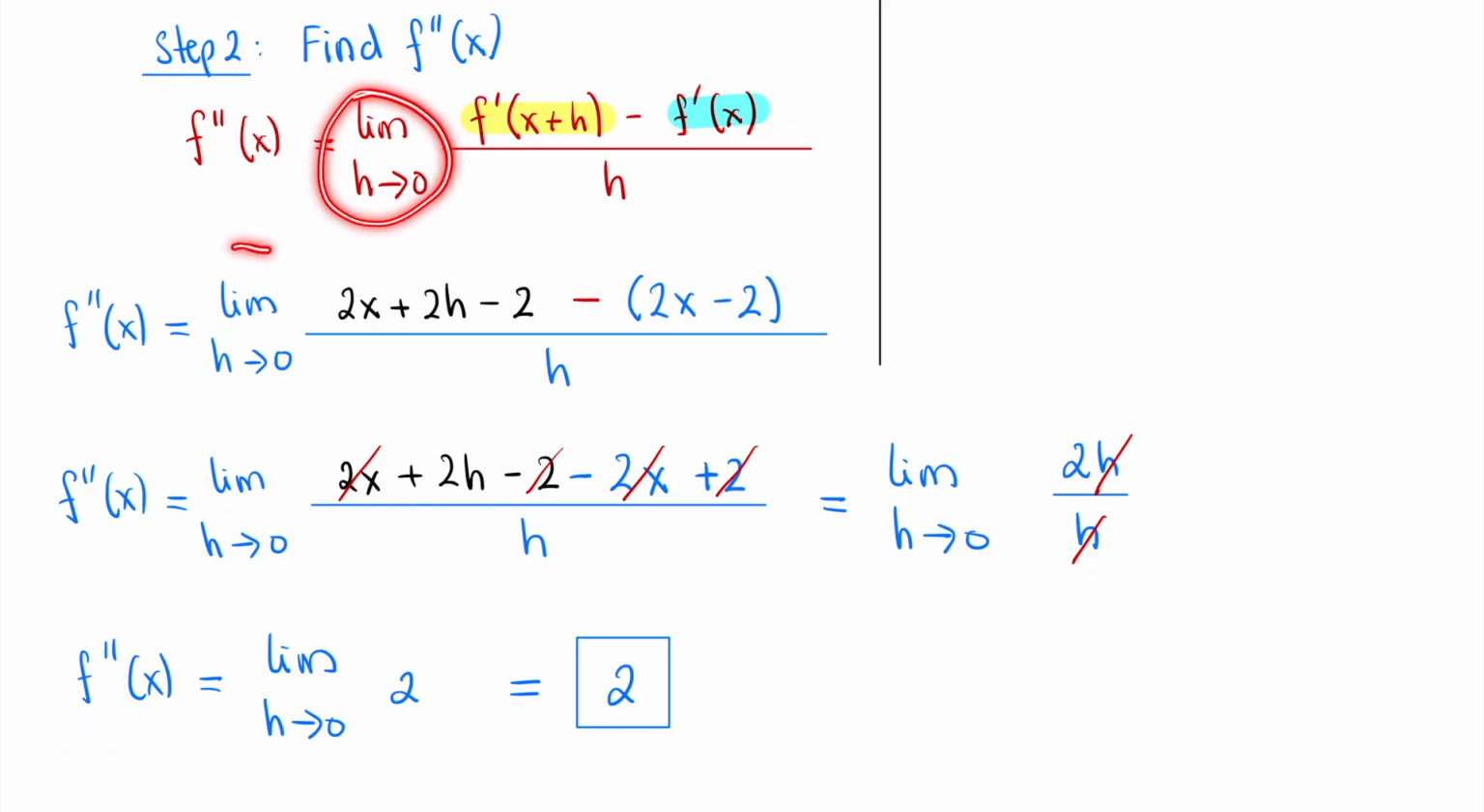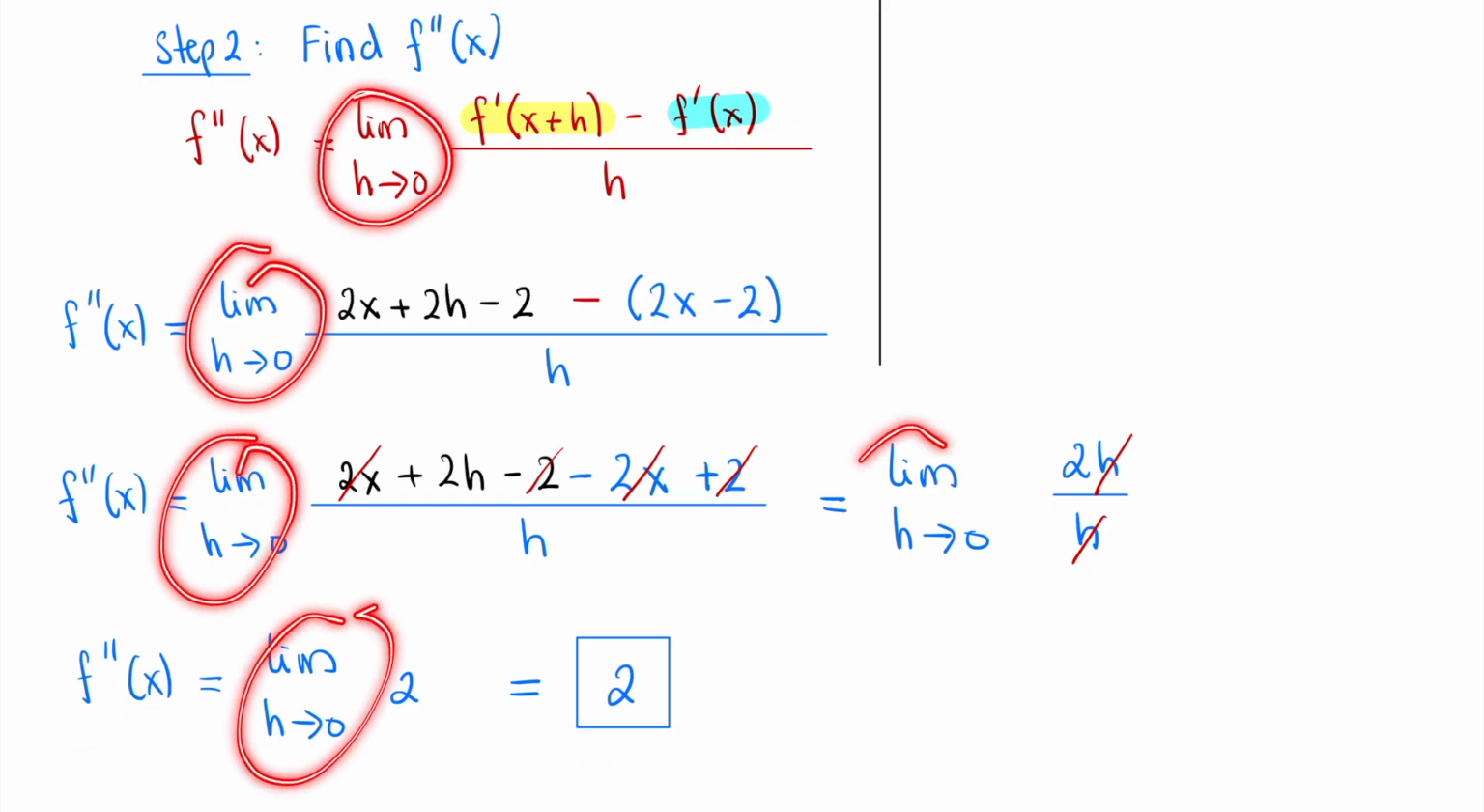Notice that I keep the limit notation the whole time. Do not remove the limit notation until the expression is simplified and we are ready to substitute h equals 0.